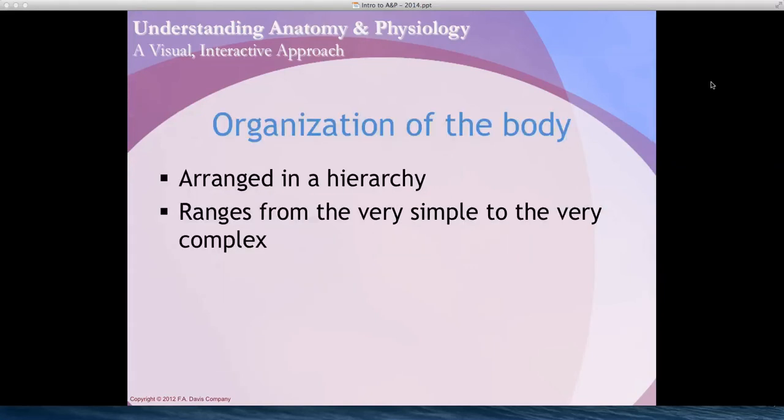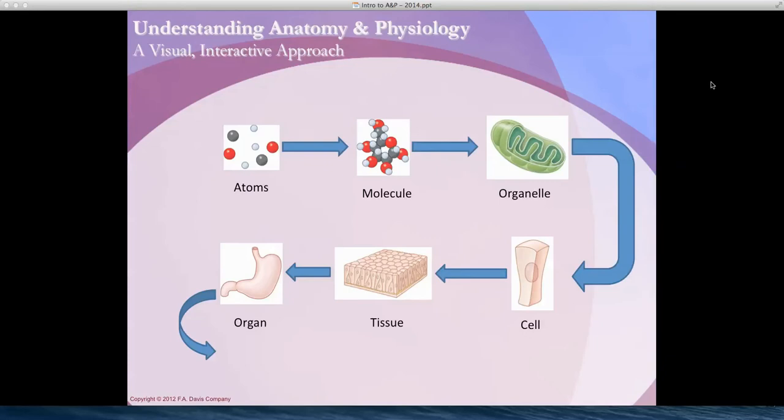So first I want to touch base on the organization of the body. So it's really arranged in a hierarchy. Does everyone know what a hierarchy means? So it really means going from simple to very complex. The human body really consists of trillions of different atoms, and thousands of different chemical reactions are happening simultaneously. But the organization of the body really flows from simple to very complex.